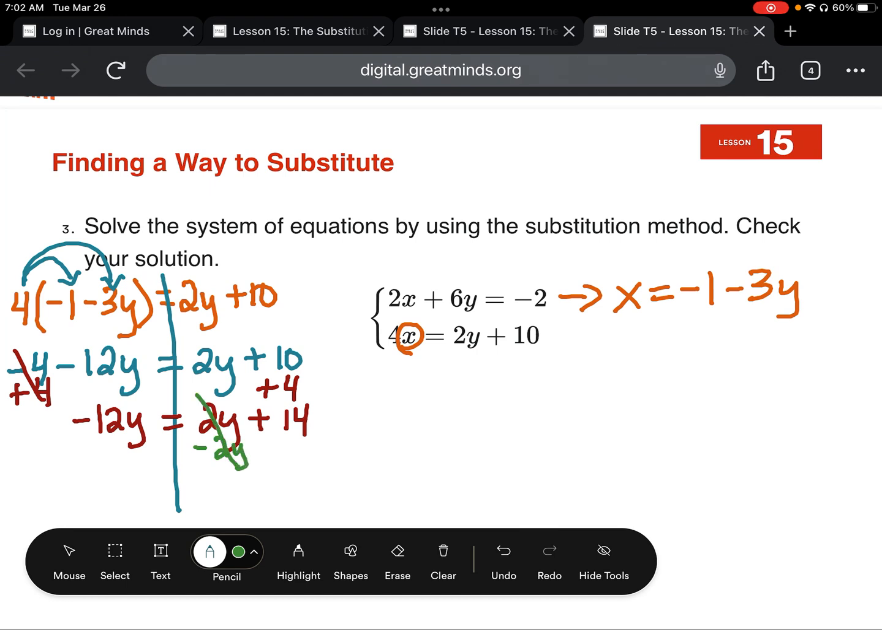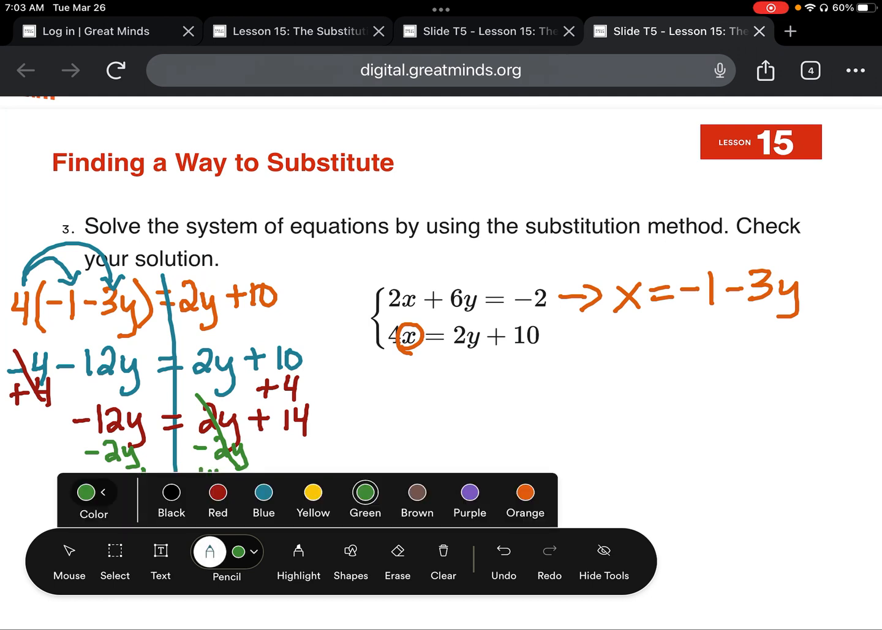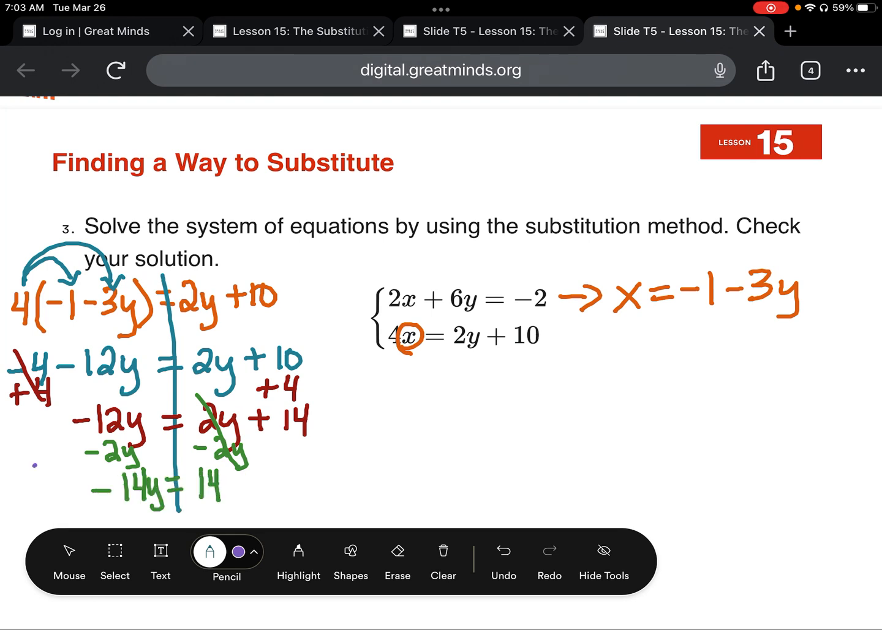So I'm going to subtract 2y, -14y equals 14. Now I'm going to divide by -14, divide by -14, y equals -1. Did you guys get the same answer so far? If you started with y, so over here, my solution. So far, I have y equaling -1.